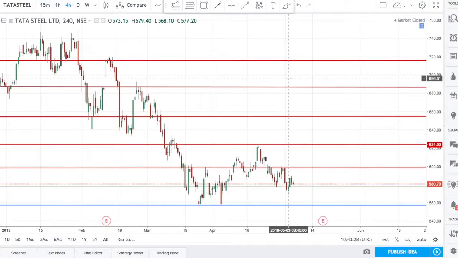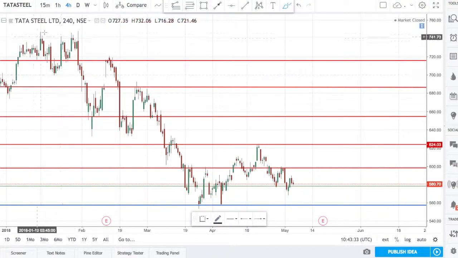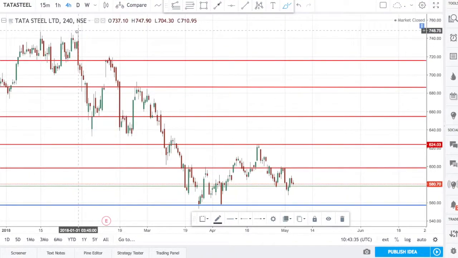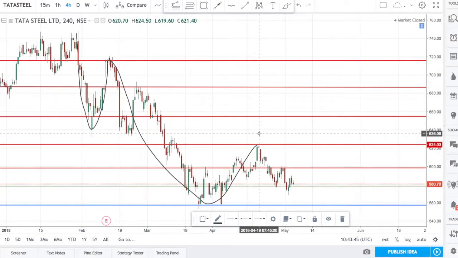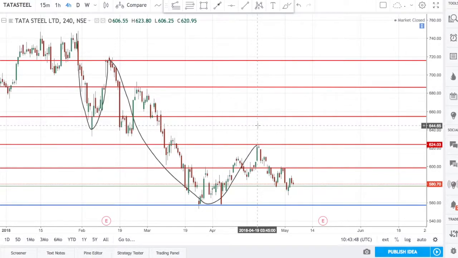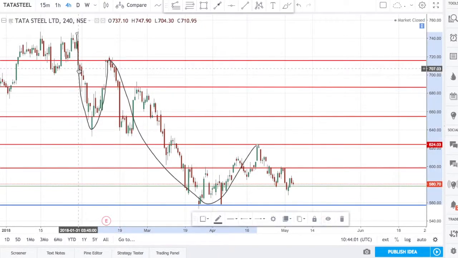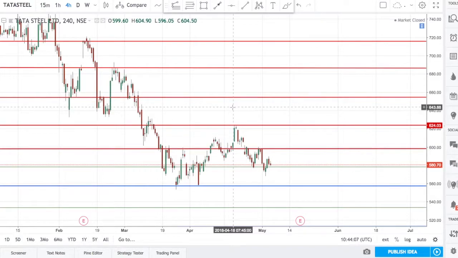Next is a short on Tata Steel. As you can see, Tata Steel is in a downtrend, and the trend is not violated yet, which tells us to look for shorting opportunities. Fortunately, we have got one on Tata Steel. Let's see how.